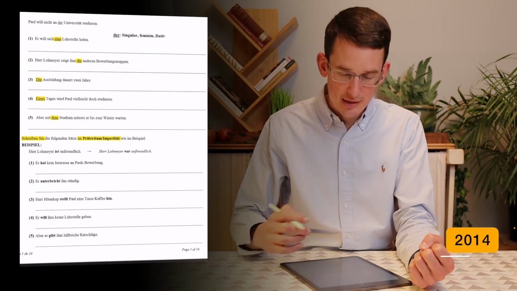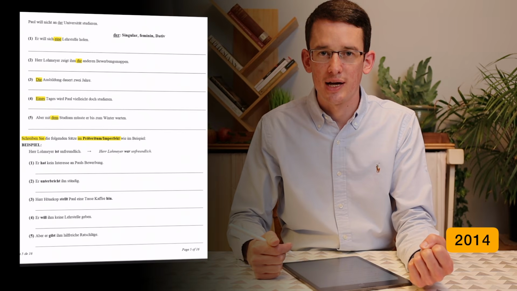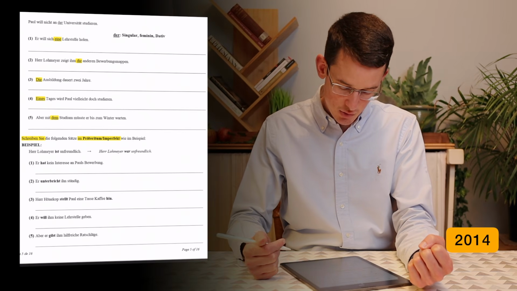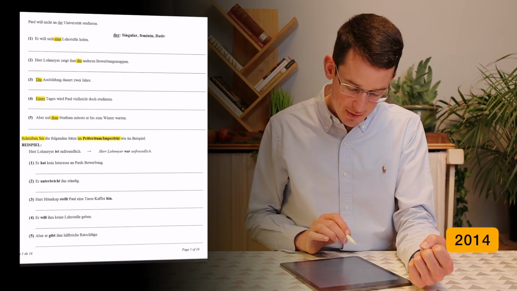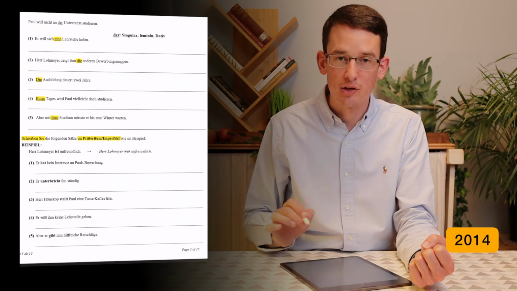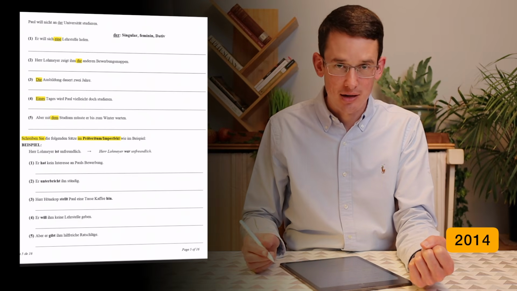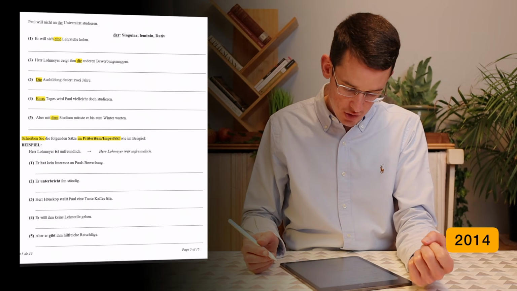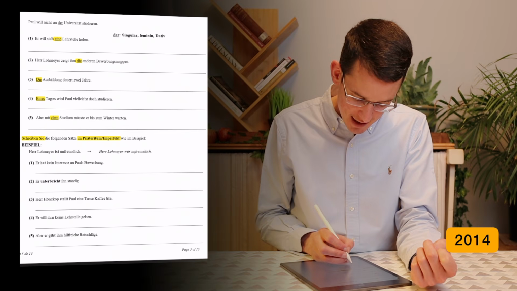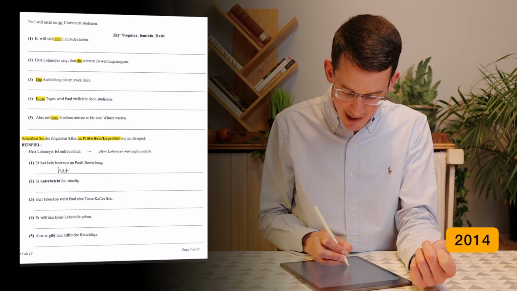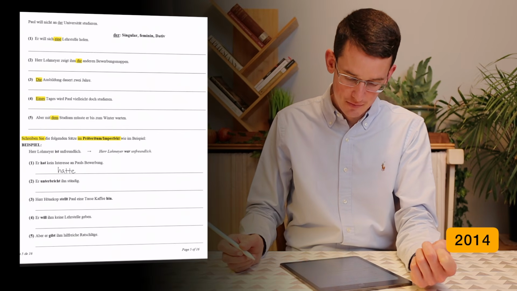So a bit of a gap here. This question was perhaps a little bit more challenging because you're asked to write in the imperfect tense rather than the present. The example they give you here is Herr Leumer ist unfreundlich, and you have to change that to Herr Leumer war unfreundlich. Now this is not a difficult question if you have done your work. So here we see hat kein Interesse, and the answer here would just be hatte kein Interesse.